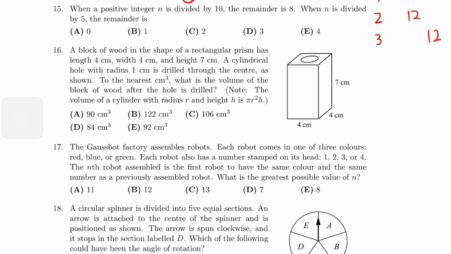Okay. So next, when a positive integer n is divided by 10, the remainder is 8. When n is divided by 5, the remainder will be. Okay, so for this one, if n is divided by 10, it will be some quotient and the remainder is 8.